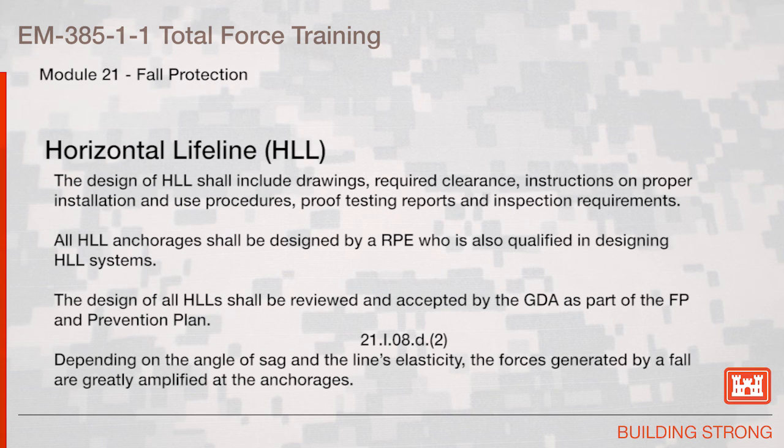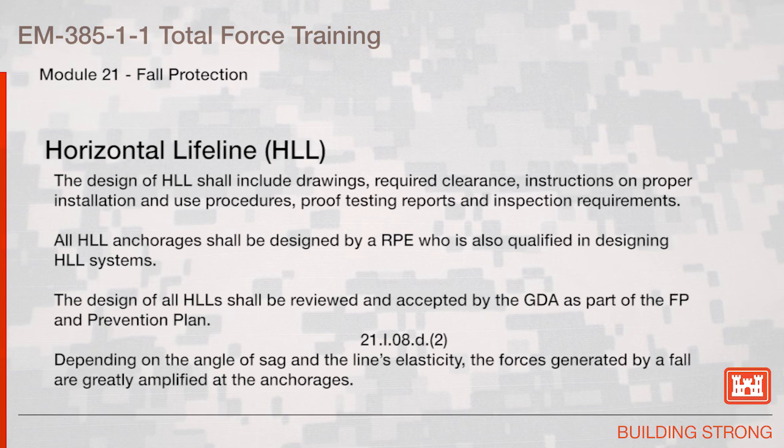The design of the horizontal lifelines shall include drawings, required clearance, instructions on proper installation and use procedures, proof testing reports, and inspection requirements. All horizontal lifeline anchorages shall be designed by a registered professional engineer who is also qualified in designing horizontal lifeline systems. The design of all horizontal lifeline systems shall be reviewed and accepted by the GDA as part of the Fall Protection and Prevention Plan. Depending on the angle of sag and the line's elasticity, the forces generated by a fall are greatly amplified at the anchorages.